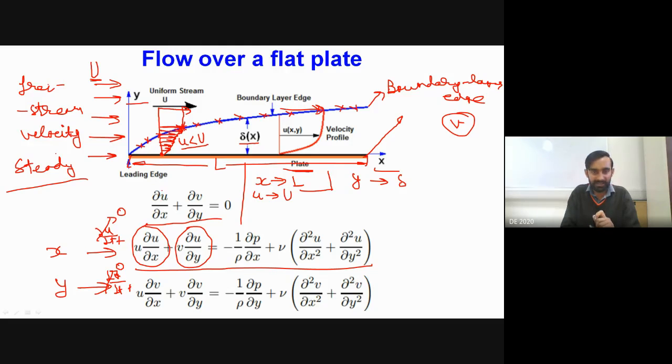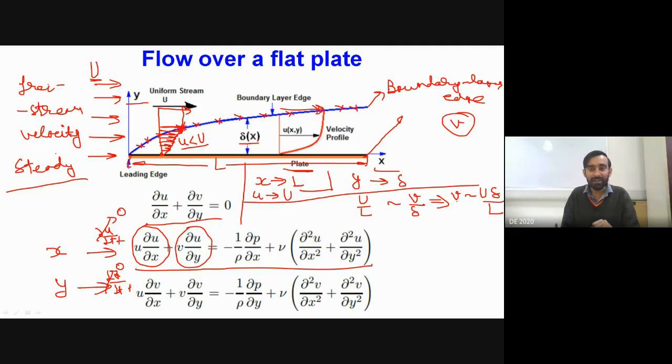So if I substitute these scales in my continuity equation, I'll find that capital U by L is of the order of small v by delta. So that order will actually be the same for these two quantities. Finally, we will find that my v is of the order of U times delta by L. So what I have done now is obtain the corresponding velocity scaling for the y velocity field.